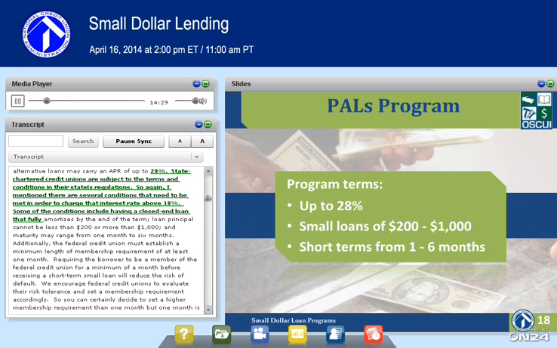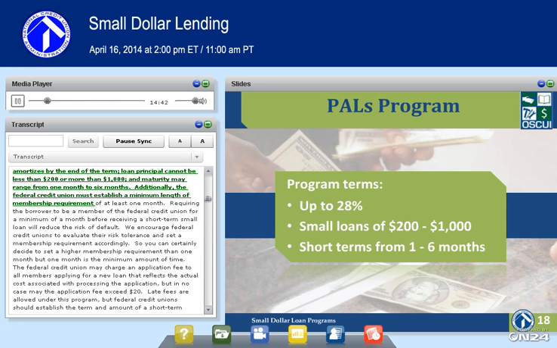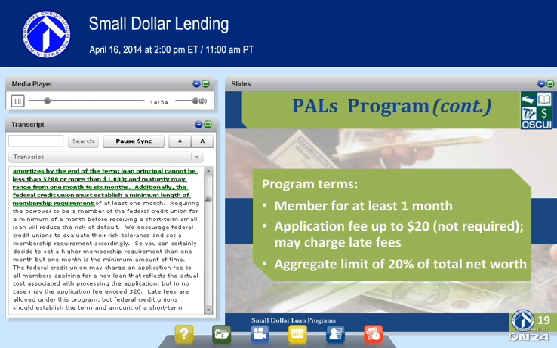So again, there are several conditions that need to be met in order to charge that interest rate above 18%. Some of the conditions include having a closed-end loan that fully amortizes by the end of the term. Loan principal cannot be less than $200 or more than $1,000. And maturity may range from 1 month to 6 months.